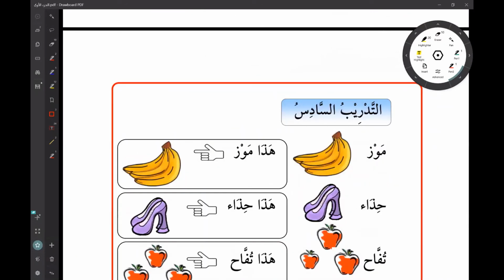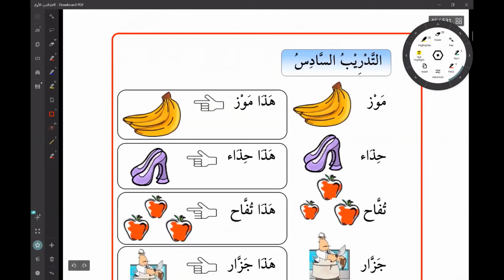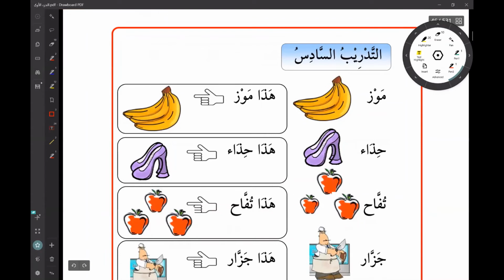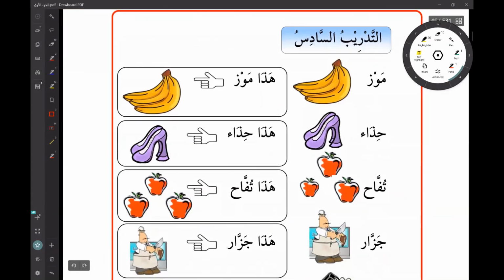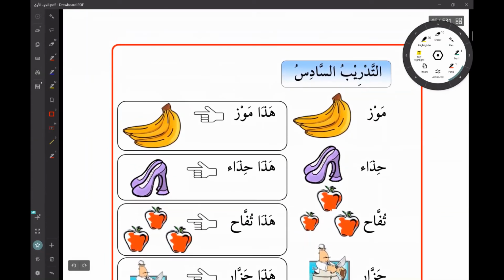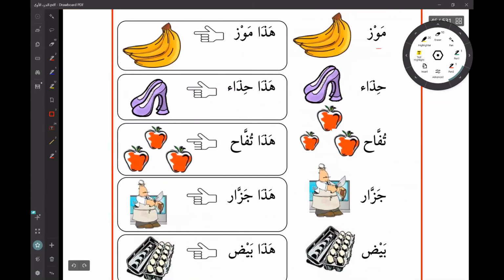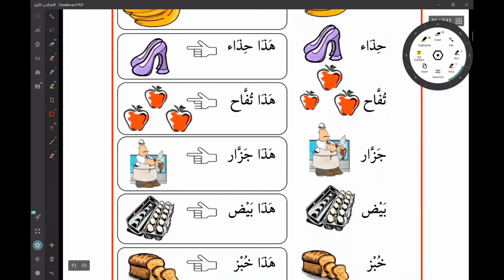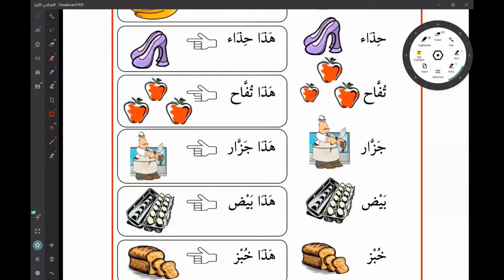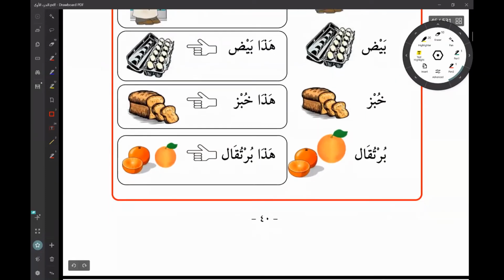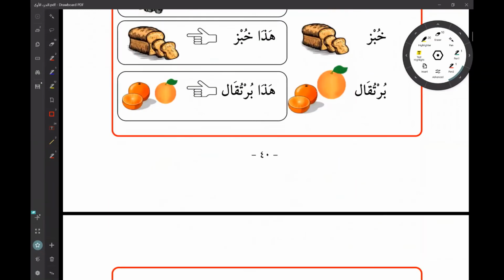Then we have at-tadrib al-sadis, the sixth exercise. It's talking about هذا. They give you a little bit more exercise on هذا, right? So mouse, هذا mouse. Banana, this is banana. So حذاء, shoe, هذا حذاء. This is a shoe. تفاح, هذا تفاح. جزار, هذا جزار. This is a butcher, right? Okay, so go through this exercise.